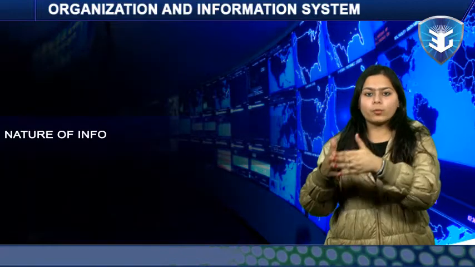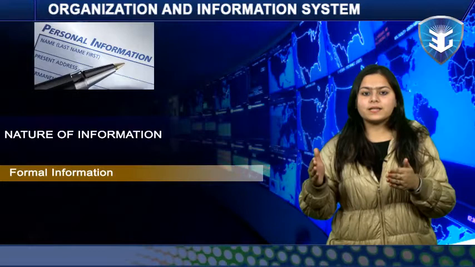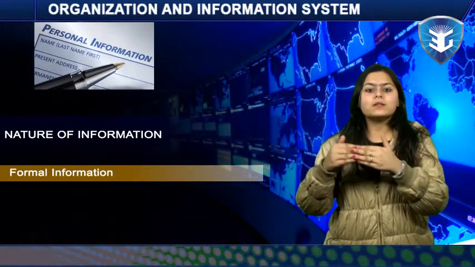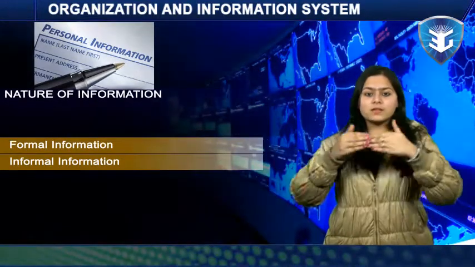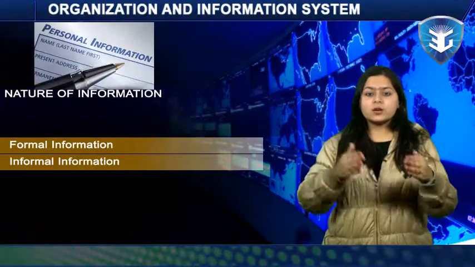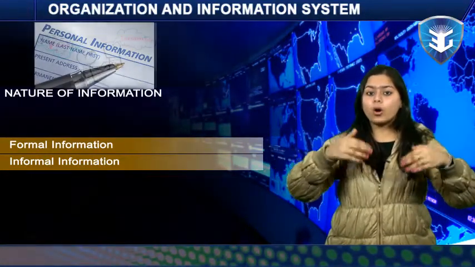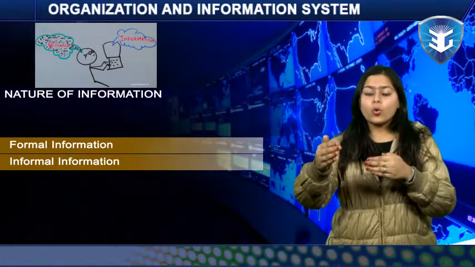Nature of information. Formal information involves presenting information in a structured and consistent manner. Informal information describes less well structured information that is transmitted within an organization or between individuals who usually know each other. Now in the end, let us summarize what we have learned in this lecture.